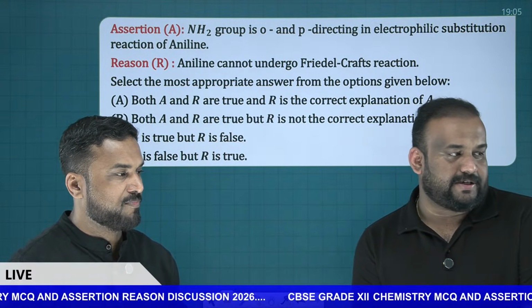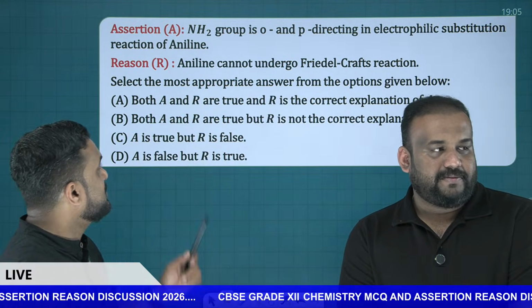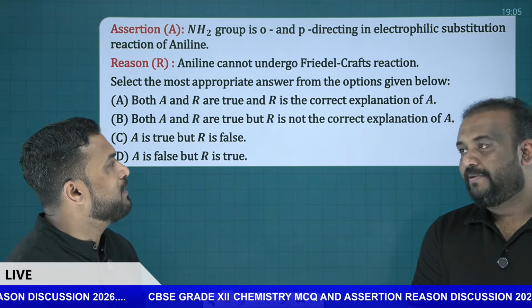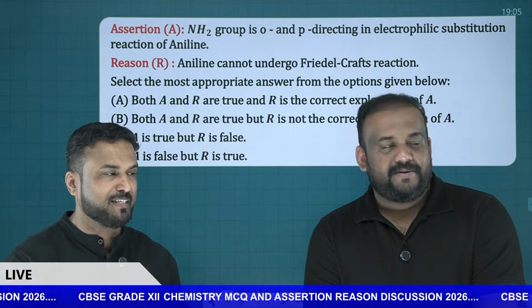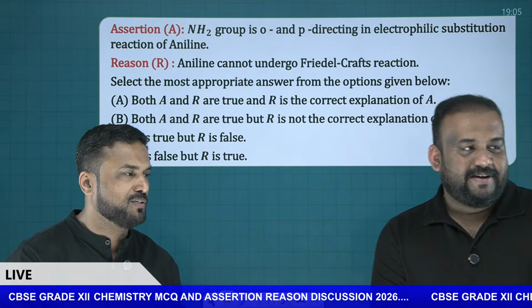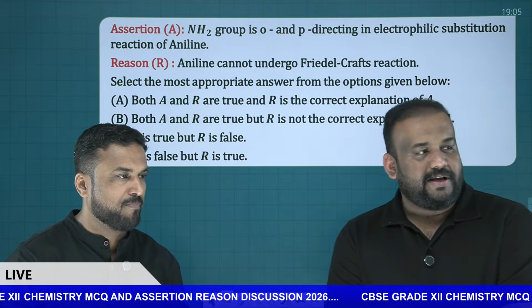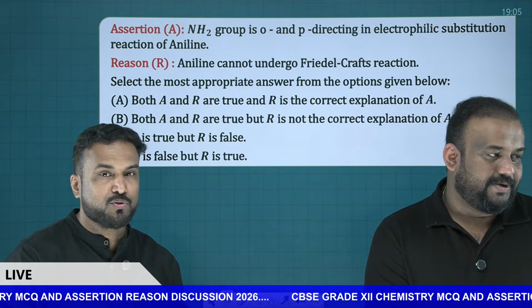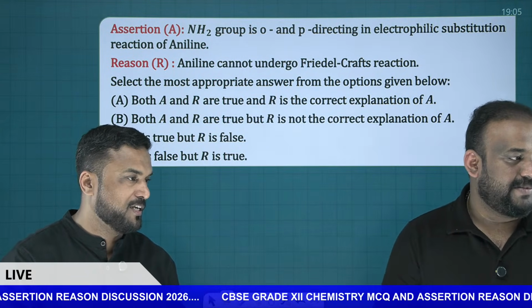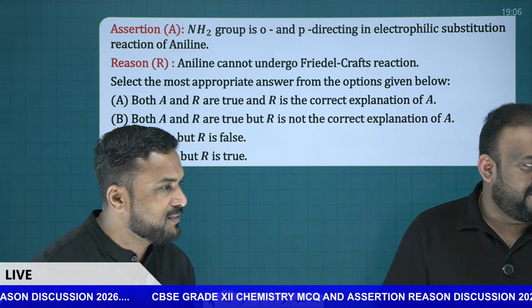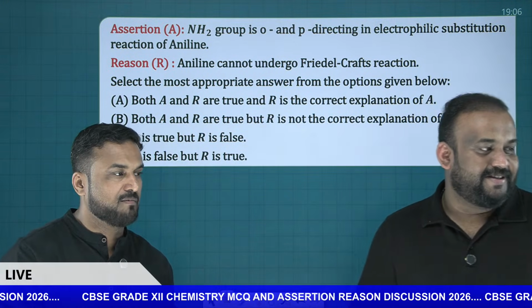So the assertion is correct. And the reason statement is: aniline cannot undergo Friedel-Crafts reaction. That's a very, very repeated one, and you know it's a statement which is correct, but it is nothing related to the assertion. So it is not the correct explanation. Statements are all identified correctly. Well done.